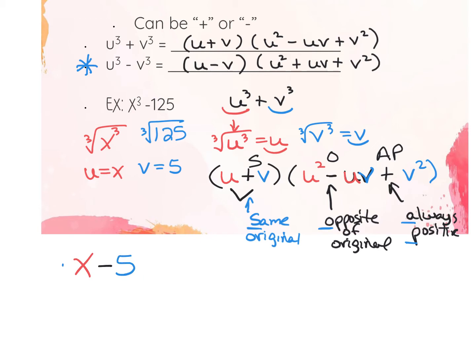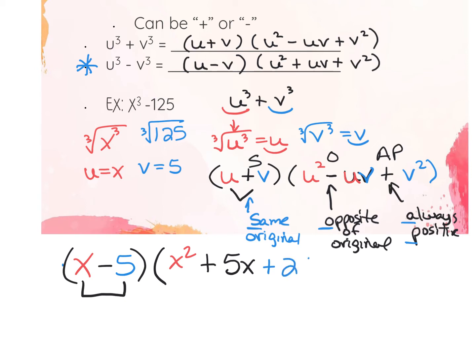That's the first parentheses. And then the first term here is going to be this x squared, so that's what goes here. Then opposite sign of the original problem. And then the next term is going to be this times this. Don't look at the sign, just take the number. So this becomes a 5x. And then the last term is the 5 squared.